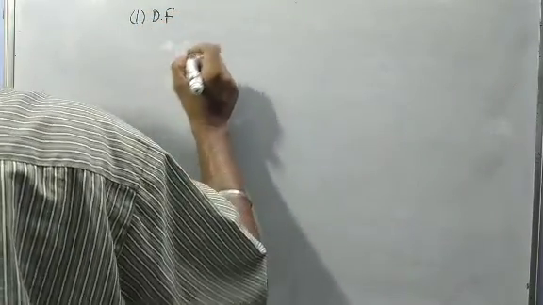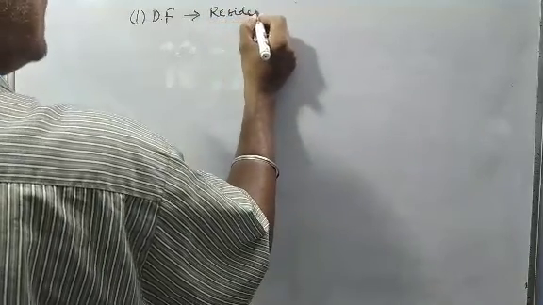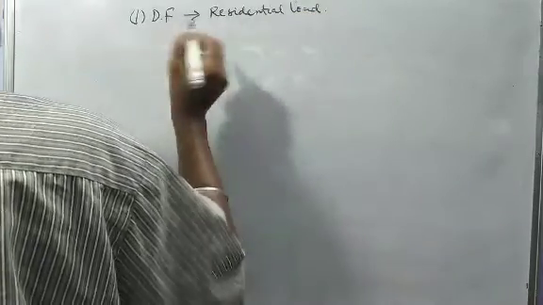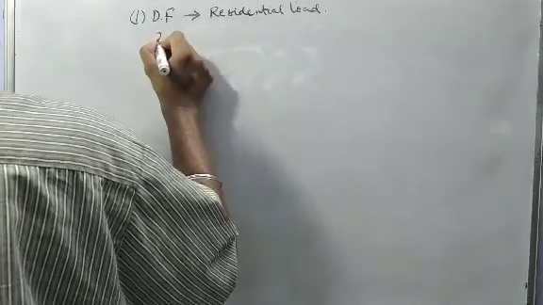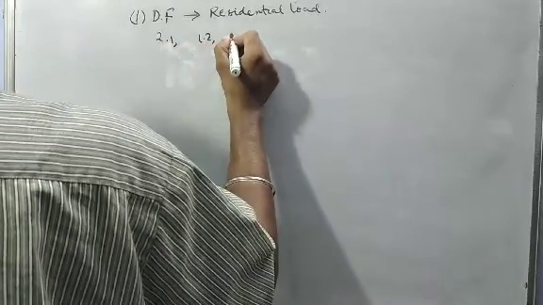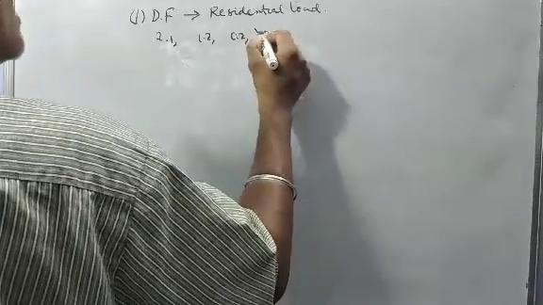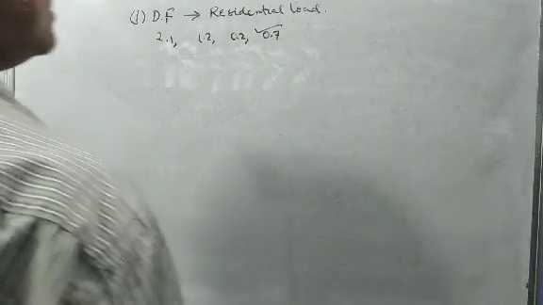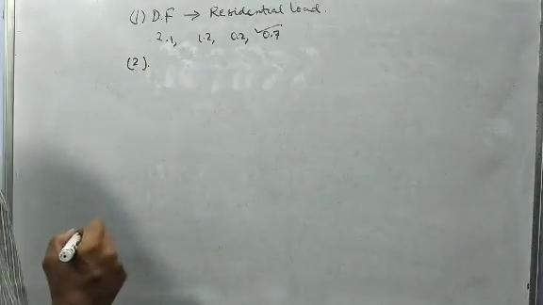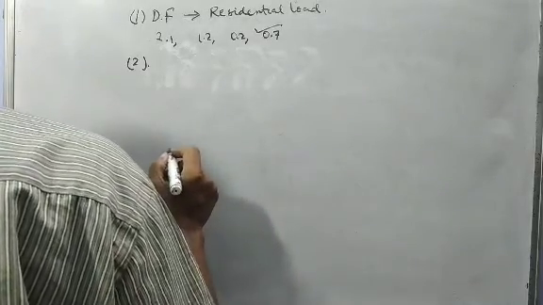Demand factor for a residential load. What is the approximate demand factor for a residential load? The answers given are 2.1, 1.2, 0.2 and 0.7. Obviously, the demand factor is less than 1 and it should be 0.7 for residential loads. Now, which statements are true? Many statements are given.